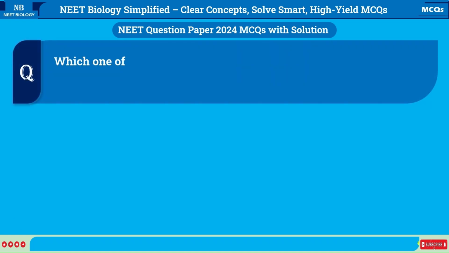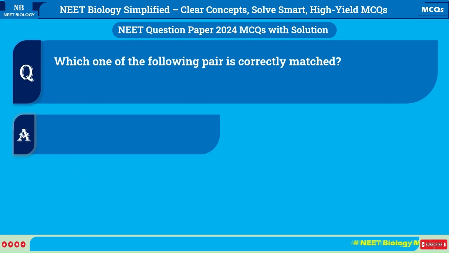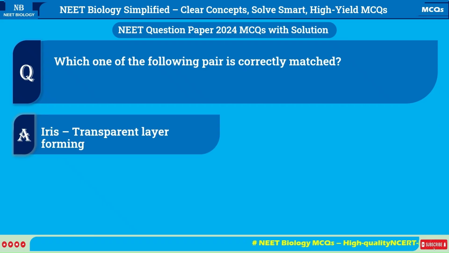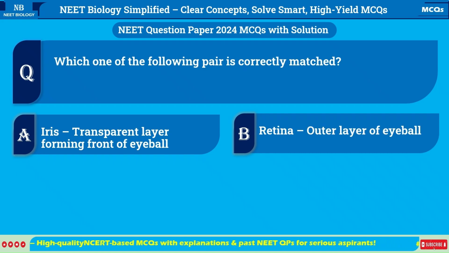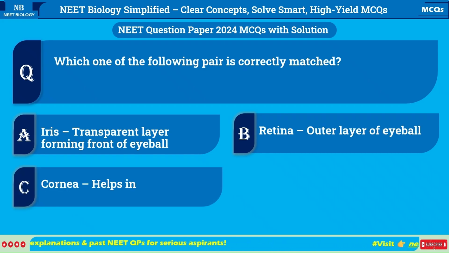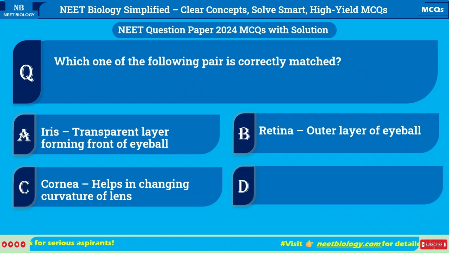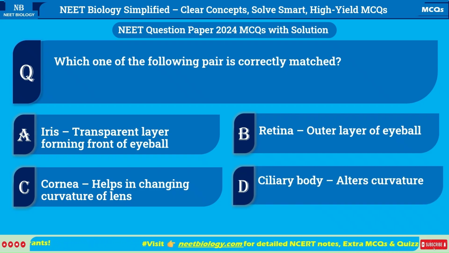Which one of the following pair is correctly matched? A. Iris, transparent layer forming front of eyeball. B. Retina, outer layer of eyeball. C. Cornea, helps in changing curvature of lens. D. Ciliary body, alters curvature of lens.